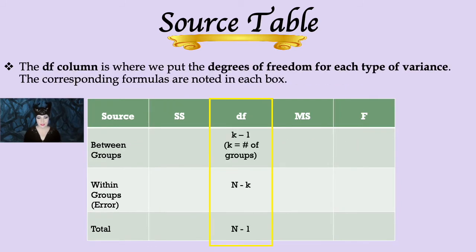Degrees of freedom for between group variance is K minus 1. K represents the number of levels you have in your independent variable. So once again, in the weather example I just gave you, we had 4 different types of weather conditions. Therefore, K would represent the number of groups. So K equals 4. And K minus 1 would give us 3. For within group variance, we take the N, the total number of people in our data set, minus K, the number of groups. And for total degrees of freedom, same as always, it's going to be N minus 1.